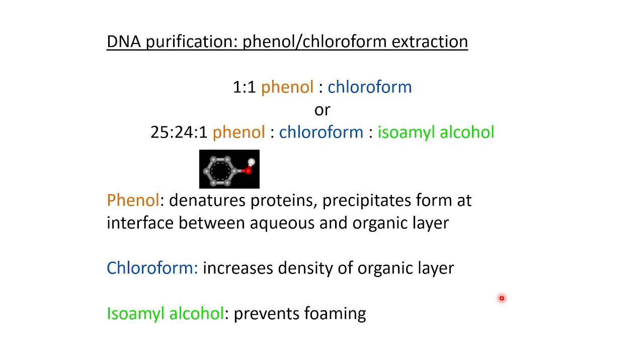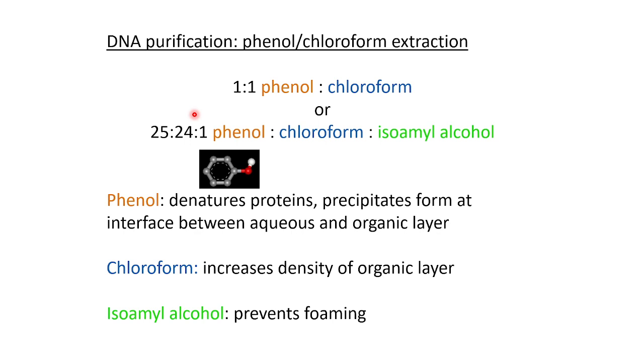The other way, as I was speaking, is the phenol chloroform extraction. You have 1:1 phenol chloroform, or 25:24:1 phenol, chloroform and isoamyl alcohol. Phenol is involved in denaturing your proteins, and a precipitate forms at the interface between the aqueous and the organic layer. Chloroform increases the density of the organic layer, whereas isoamyl alcohol prevents foaming. By using all of these, you can purify your DNA.